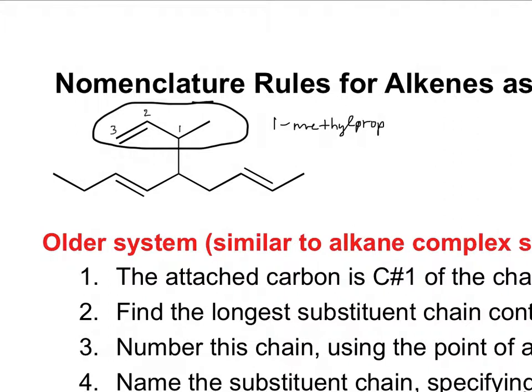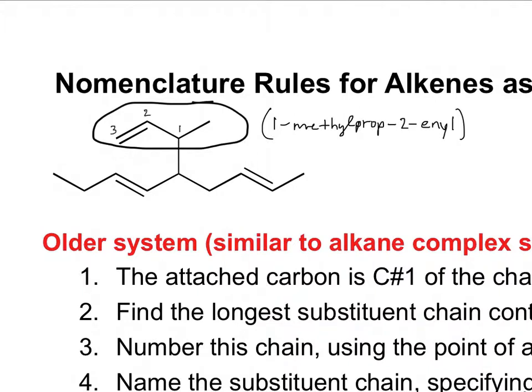The double bond starts at number 2, so it's going to be prop-2-ene, and then I want to show that it's a substituent, so I end it in YL. Prop-2-enyl. And so all this would go in parentheses, and you would put it in its name alphabetically and whatnot. So the old system, the point of attachment is taken as number 1, and numbering starts from there. Okay, that's one possible way to do it.